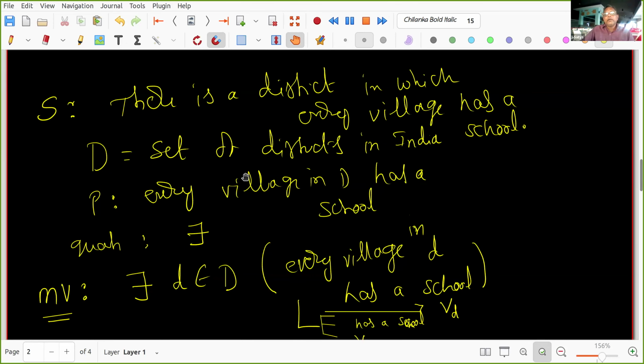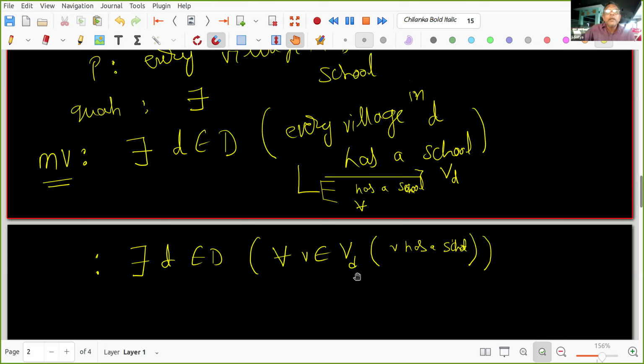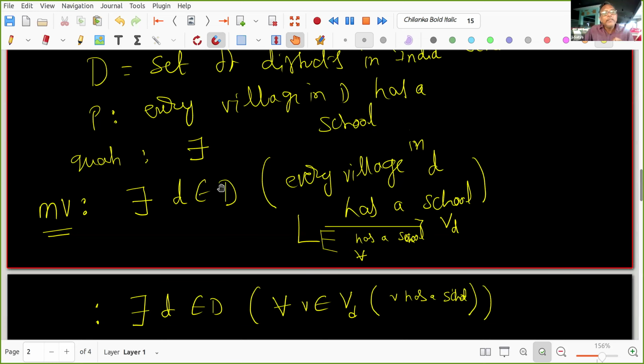What is its negation? Somebody raised a hand. Om, yes. Sir, what is VD denoting there? Sudhanshu told that VD is the set of villages in the district D, where small d is the district. See, D is the set of districts. And what does this set contain?